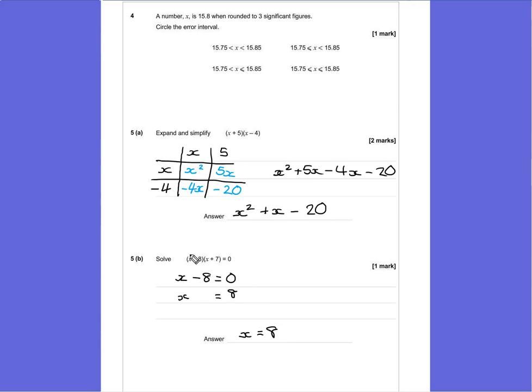8 subtract 8. So our first answer would be that x equals 8, and that would give a solution of 0. But there are 2 brackets and 2 solutions. So we must also have a look at the possibility of making the second bracket, x add 7, equal to 0 as well. We subtract 7 from both sides, we'll be left with x. So 0 subtract 7 is negative 7, which gives us our second solution that x could equal negative 7. Both answers would be required for 1 mark.